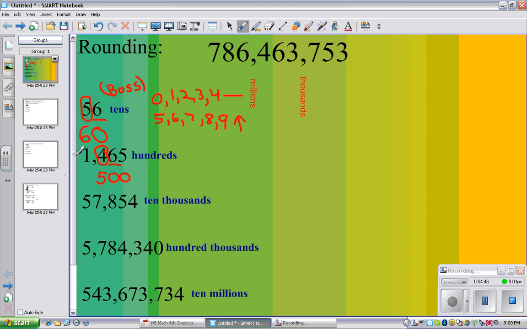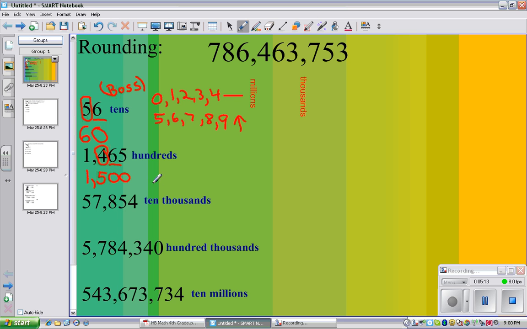Any numbers to the left of the circle digit always stay the same. Let me say that again, they always stay the same. So the 1 will stay the same. 1,465 when rounded to the nearest hundreds is 1,500. Let's try another one. In this number, 57,854, we are going to round to the 10,000s place.